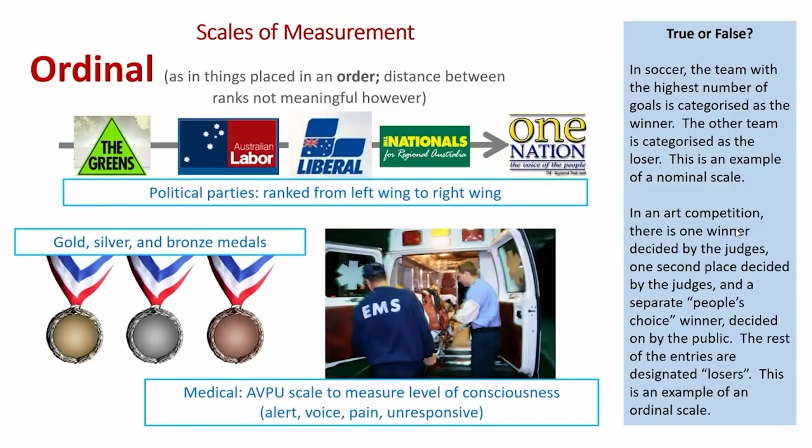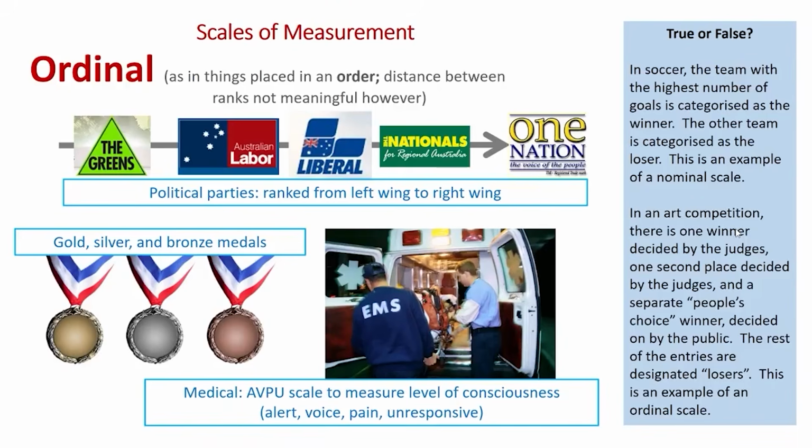Here's an example from clinical medicine. In clinical medicine, when you want to measure someone's level of consciousness, people very often use what's known as an AVPU scale. AVPU is an acronym that stands for alert. So that's the first point on the scale. This is where you've got your patient and they're conscious and they're clearly alert and you can talk to them and so forth. The next level on the scale is V for voice.